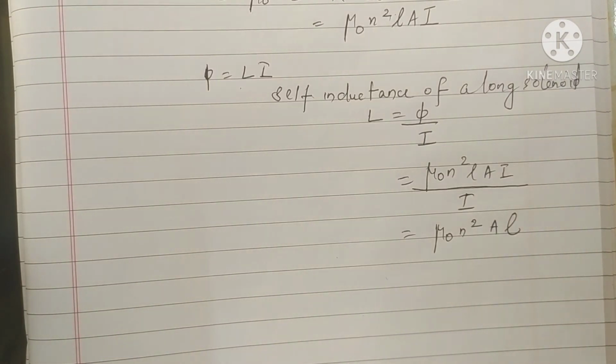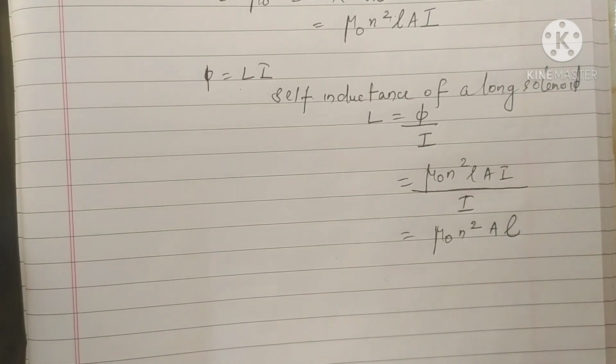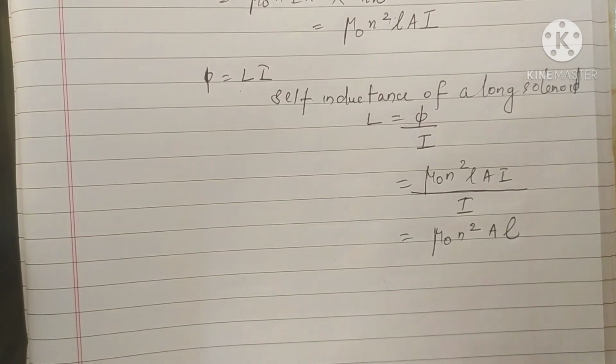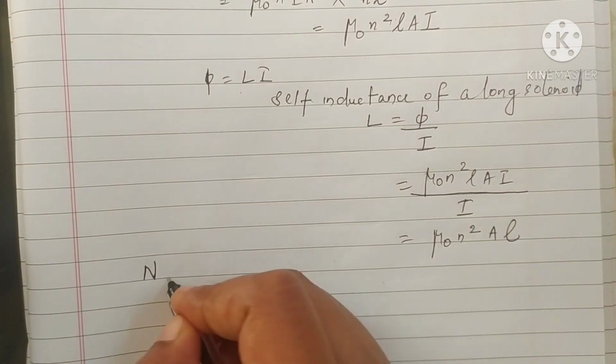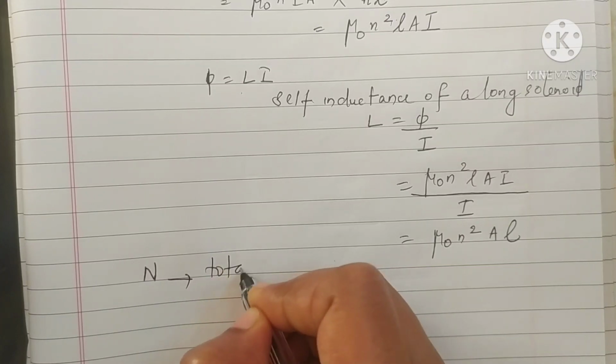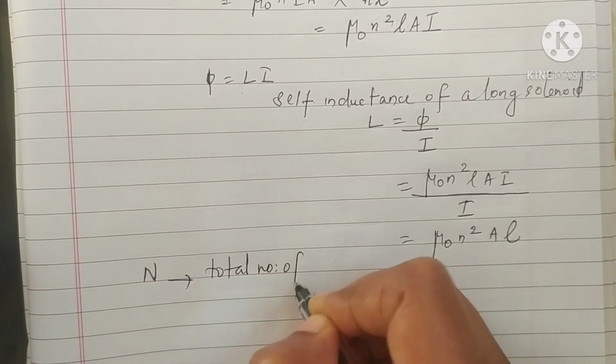Now, if the total number of turns in the solenoid is capital N, capital N is taken as the total number of turns of the solenoid. You assume like that.